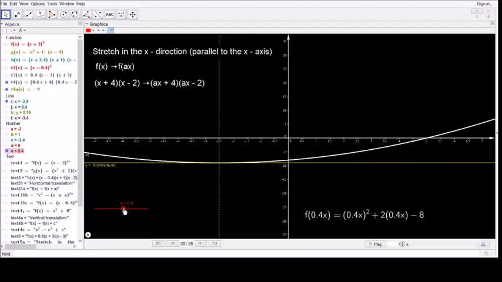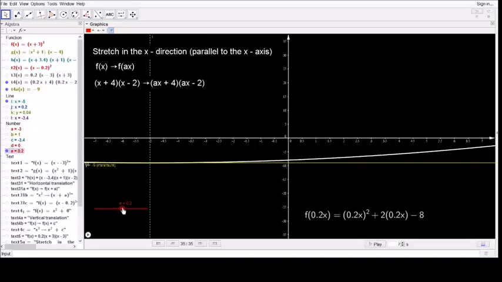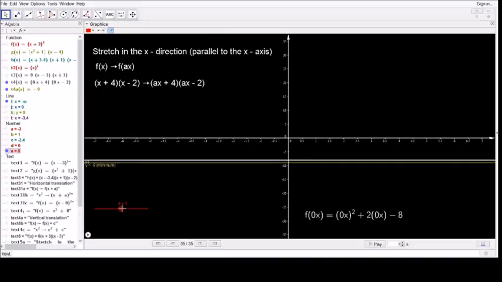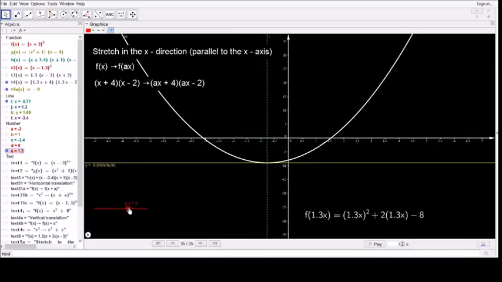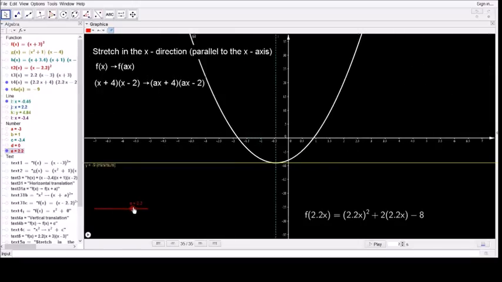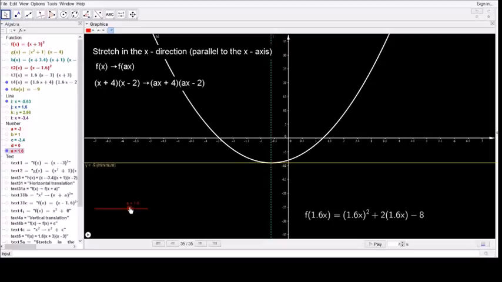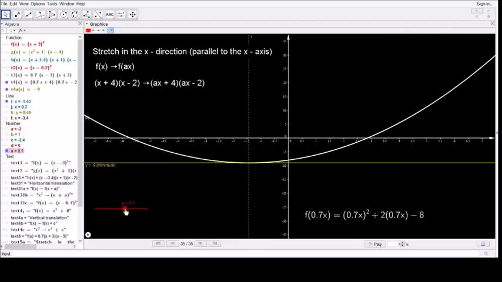What's going to happen when a is equal to 0 then? Let's have a look. Well, when a is equal to 0, f of x will just equal -8, because all of the x terms will be 0. In fact, the intercept, y equals -8, is the same throughout the range of values of a. It doesn't change under this particular transformation.